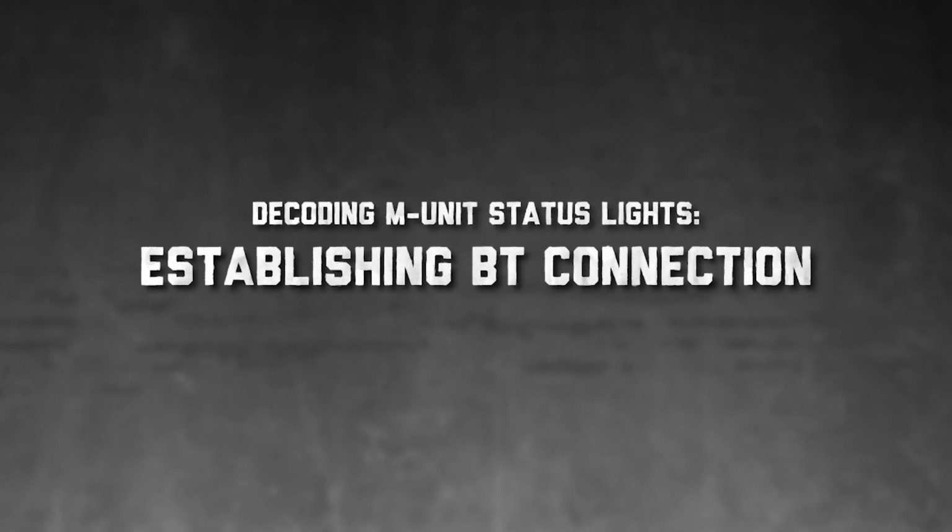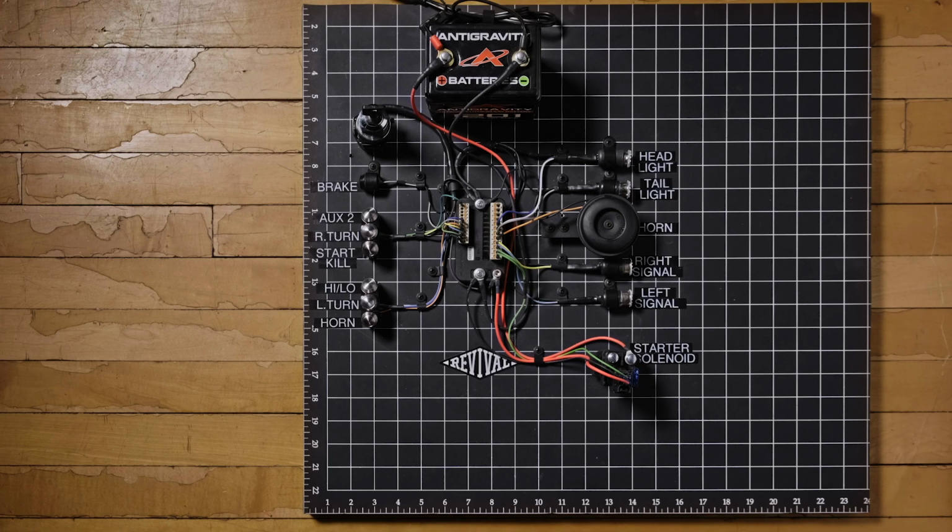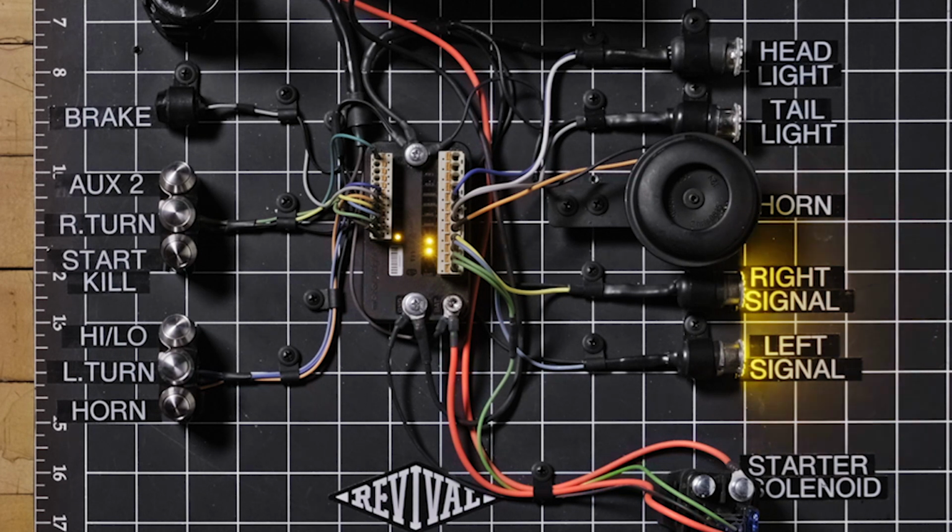Establishing a Bluetooth connection. When a phone is paired to the m.Unit, the turn signals will briefly light and then fade out. So long as the connection is maintained, the lock input LED will flicker, indicating a paired phone is within range. When the connection is lost, the turn signals will again light and then fade out.